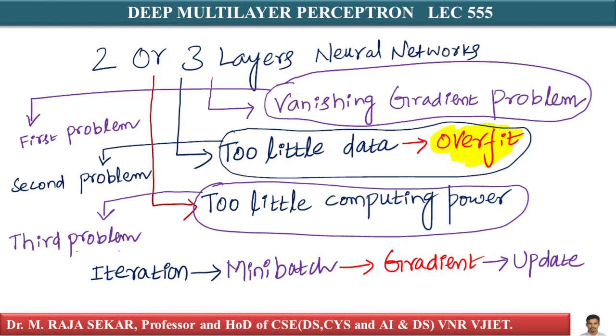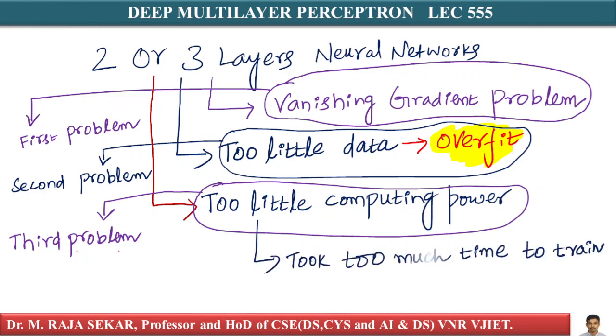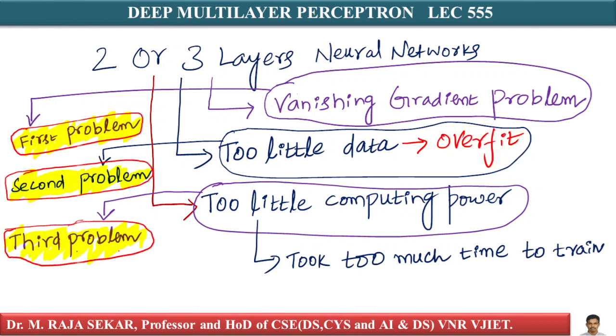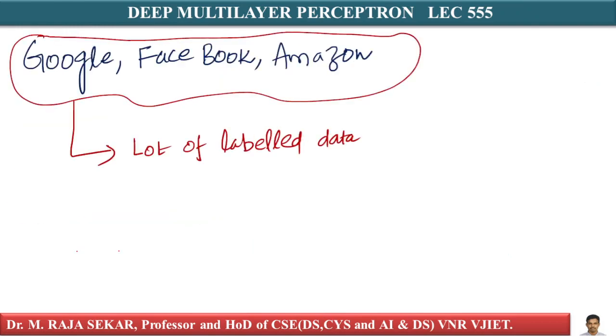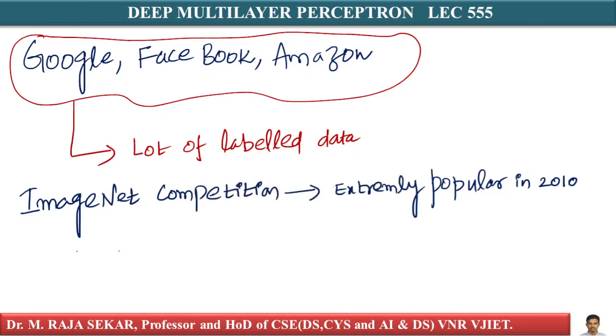There are structural issues like vanishing gradient. Of course, we had too little data because of internet issues, and too little compute also. But by the time you reach early 2010, things change a lot. We had lots of data thanks to the internet, and lots of internet companies like Google, Facebook, Amazon, etc., and we have a lot of labeled data, isn't it? Because of these internet companies, we have a lot of labeled data.